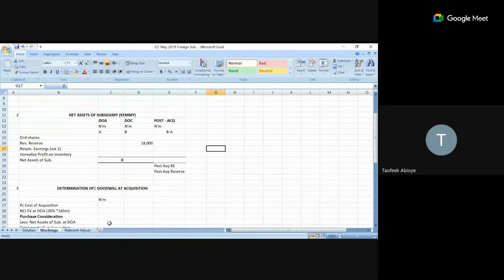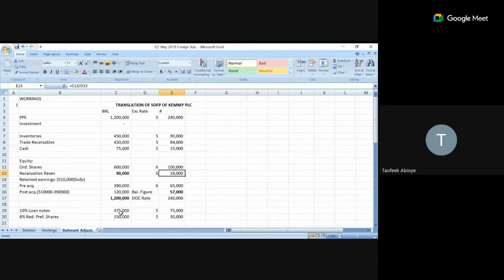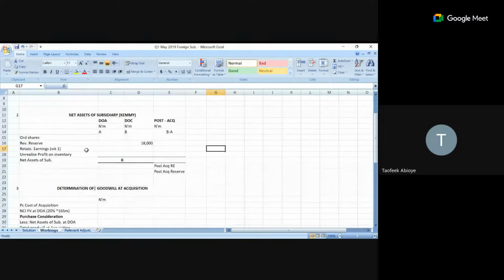Now, let's quickly deal with ordinary shares then. What's the ordinary share of the parent company? 100,000. So 100,000 for the parent company, and 100,000 for the subsidiary company, sorry. So this will be 100,000. Then this will also be 100,000.